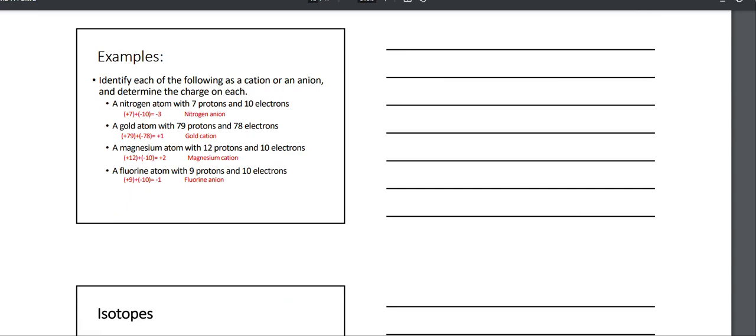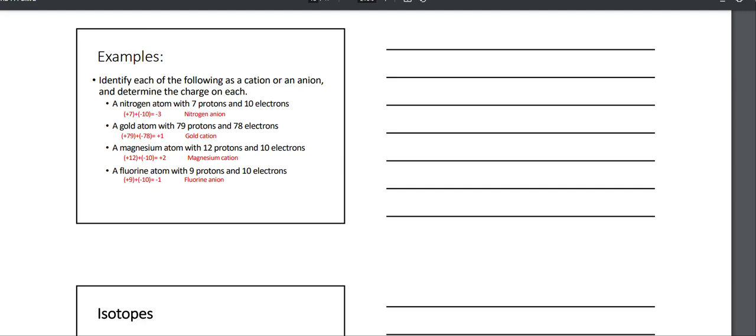So let's do some quick examples. You'll see this in the practice problems as well as the exam, of course. Identify each of the following as cations or anions. The nitrogen atom has 7 protons and 10 electrons. How do I find out if it is a cation or anion?